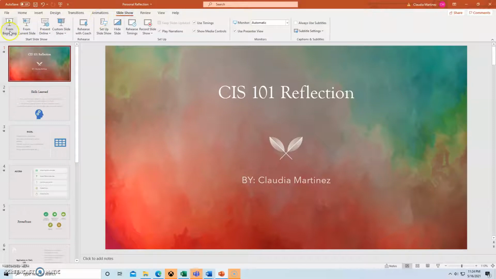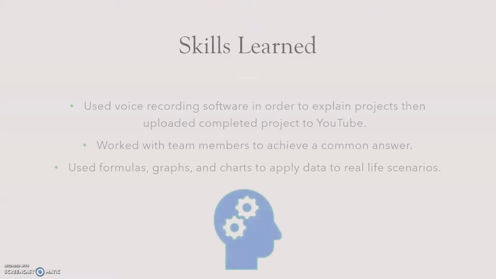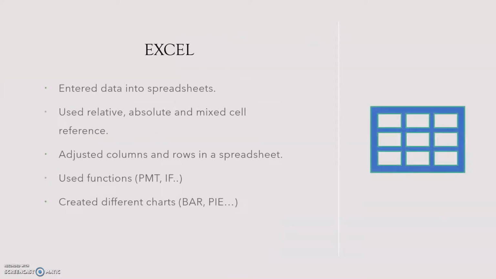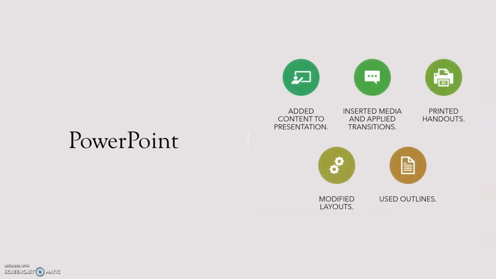Now, with playing the slideshow, you can see from the beginning, the first slide is my title slide. My next slide talks about all the skills that I learned in general throughout the whole course. And then I go on to talk about things that I learned with Excel, as well as the next slide, which is things that I learned from using Access and also PowerPoint.